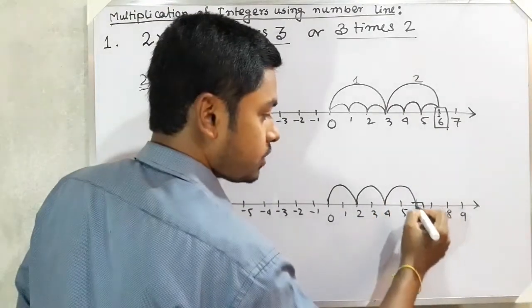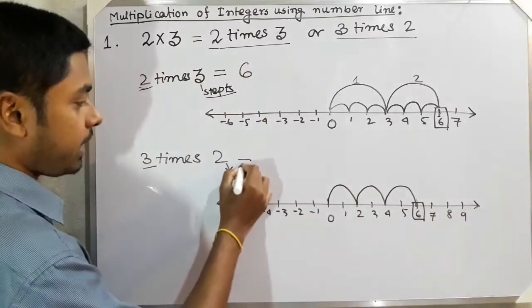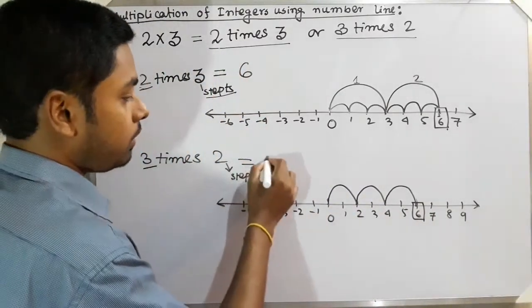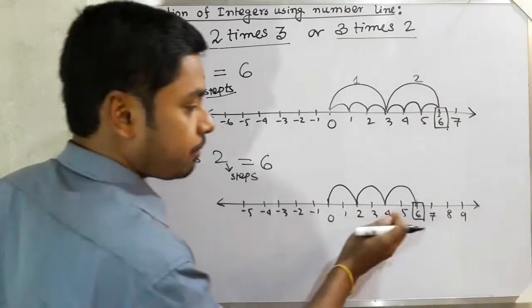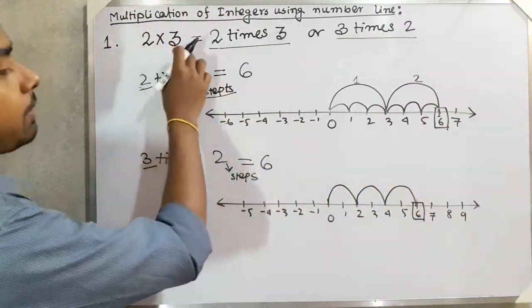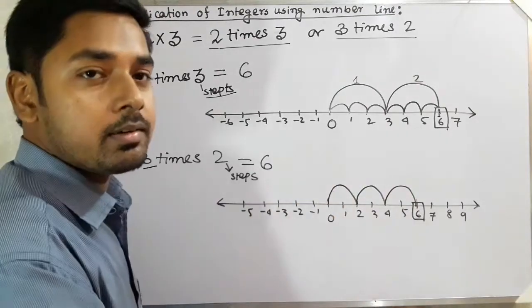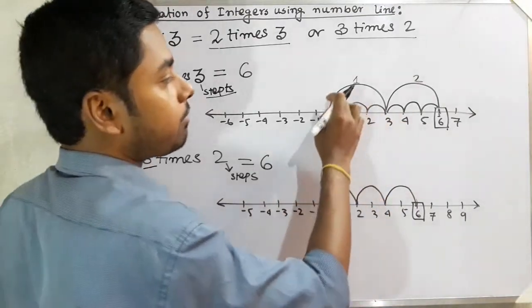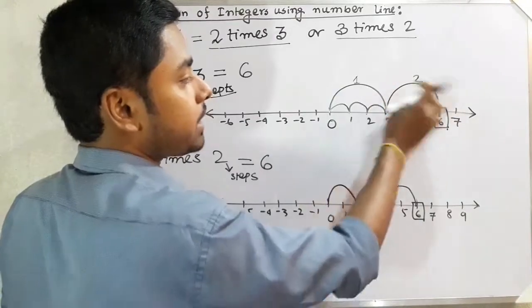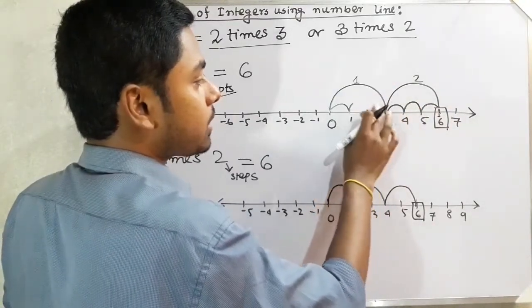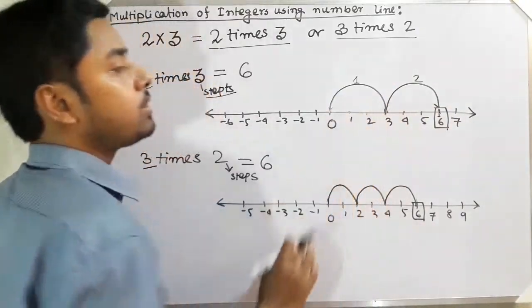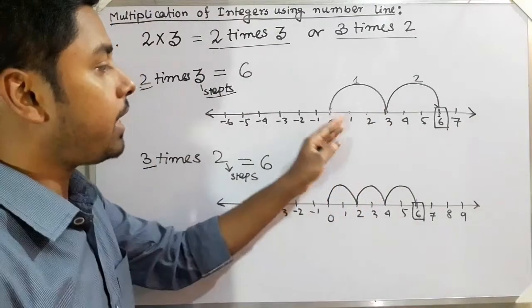So now we have reached where? Again 6. So that means 3 times 2 will also be 6. And you can represent 2 multiply 3 both ways. Both are correct. And whenever you have done first time, second time, it is not compulsory to show all the steps. Okay, you can write it as this one.